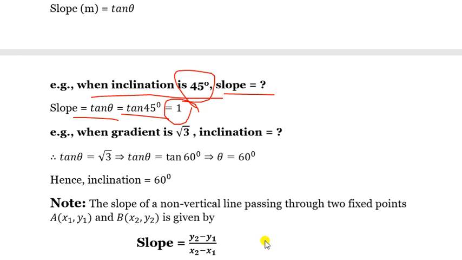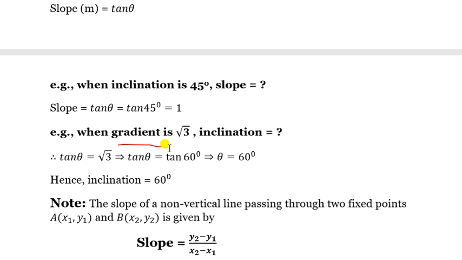In the reverse way, when gradient, that means slope, is given to you. See here, written gradient is root 3. Gradient and slope are similar, mind it. So what will be the inclination? We know slope is tan theta, so tan theta is equal to root 3 because slope is given as root 3. And we know root 3 is the value of tan 60 degree.